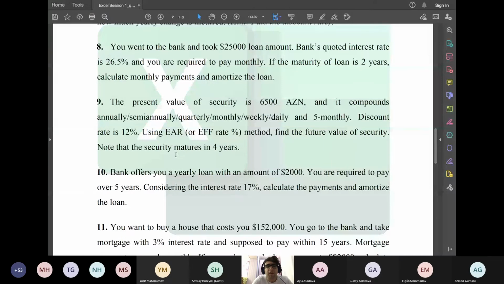Question 9 says the present value of the security is 6,500 AZN, and it compounds annually, semi-annually, quarterly, monthly, weekly, daily, and 5 monthly. In this case, here 5 months instead of 7 months. Anyways, discount rate is 12%. Using effective annual rate method, they are the same thing: EFF, ERR, EAR. Find the future value of security. Note that the security matures in 4 years.